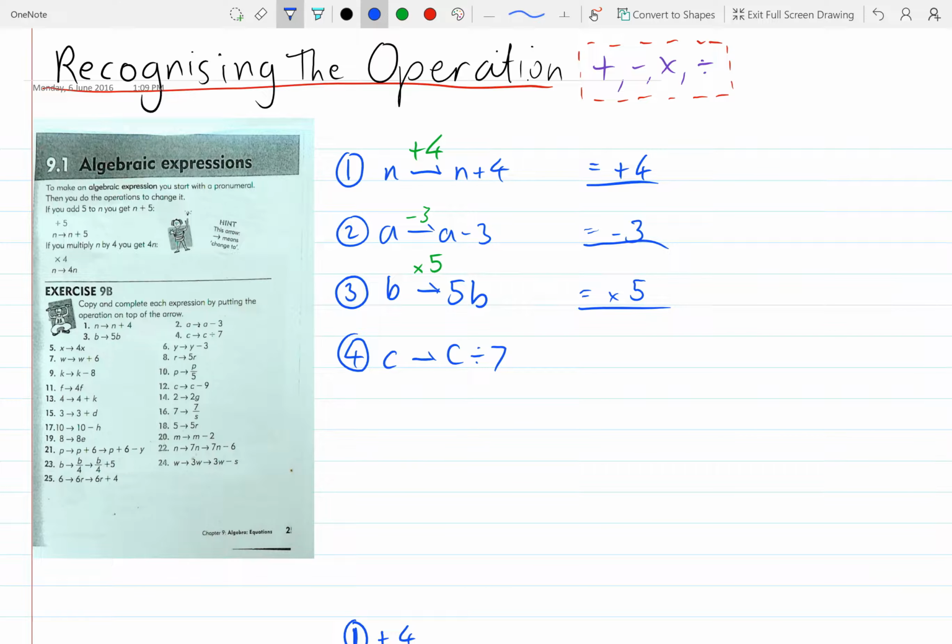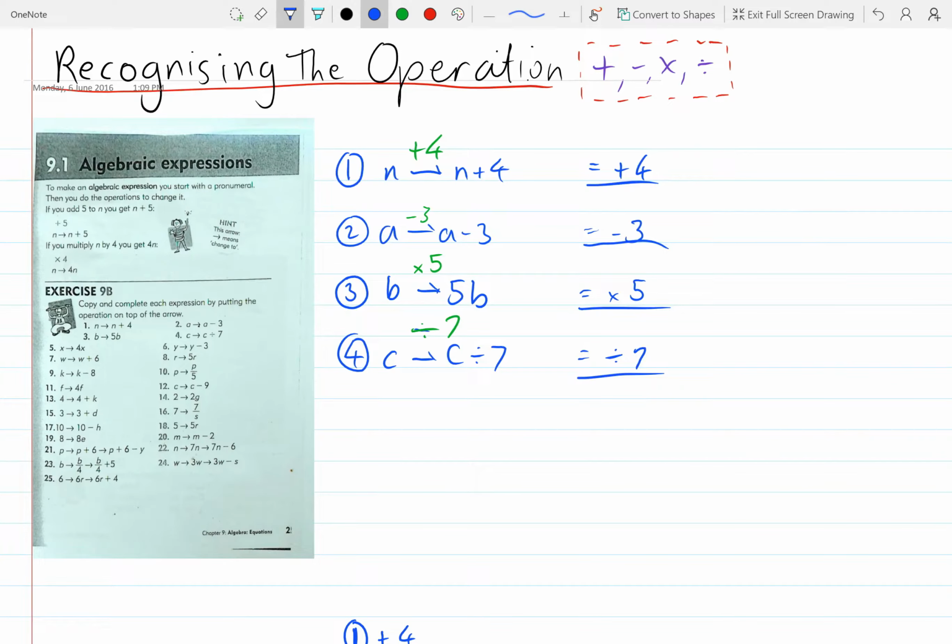Okay, the final one is c changes to c divided by 7. So how do I change from c to c divided by 7? Well, I just divide by 7. Okay, so that's my answer. To get c to change to c divided by 7, I just divide by 7. And it's as simple as that.